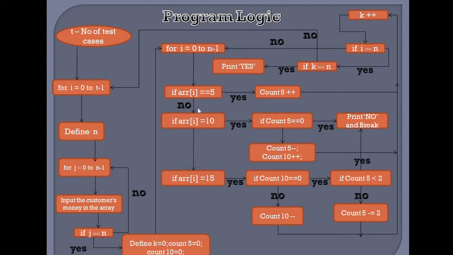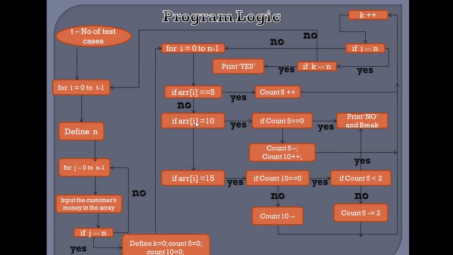But if the customer pays 10 rupees, then the chef checks whether the number of 5 rupee coins equals 0 or not. If the number of 5 rupee coins in his wallet is 0, then he simply cannot serve that customer, so he prints no and breaks the loop. But if he has 1 or more 5 rupee coins in his wallet, then he can simply return the change and serve the ice cream. In that case, the chef decrements the number of 5 rupee coins in his wallet by 1 and increments the number of 10 rupee coins in his wallet by 1.